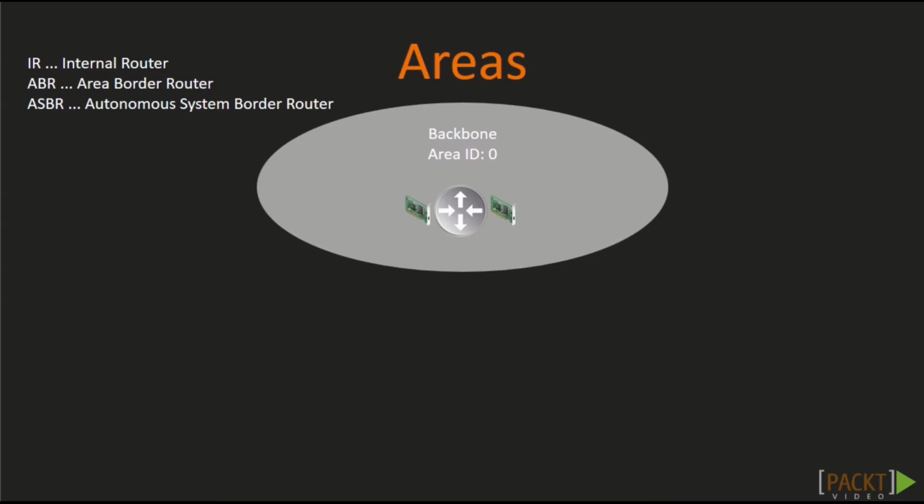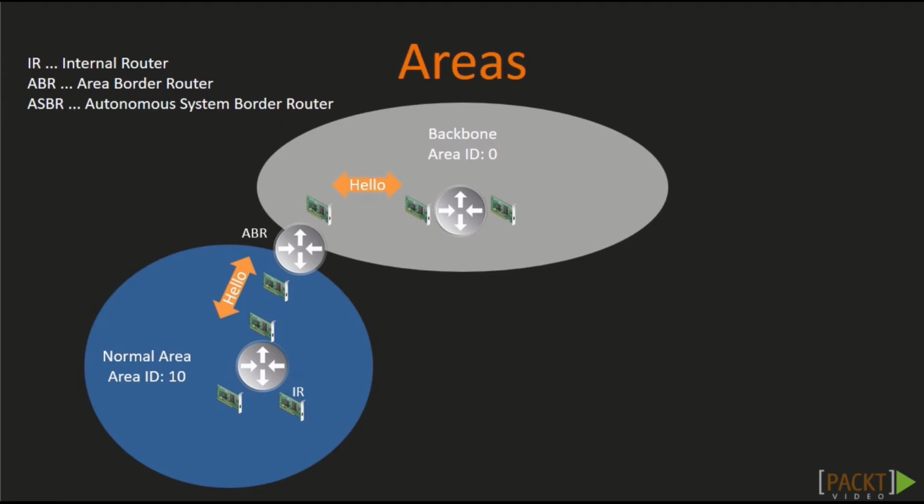We can configure an additional area. So we have an internal router in the middle of the blue bubble with 3 interfaces, and these interfaces all have the area ID 10 in our example. On top of that, we configure something we call an ABR, an area border router. This router is a special type of OSPF router because in our example it has 2 interfaces, but one interface is associated with the area ID 0, that's the backbone, and the other interface is associated with the area 10.